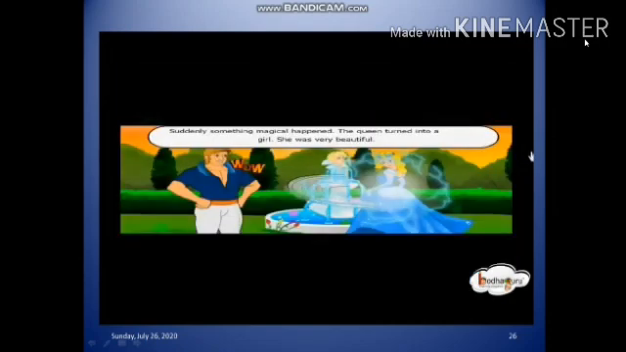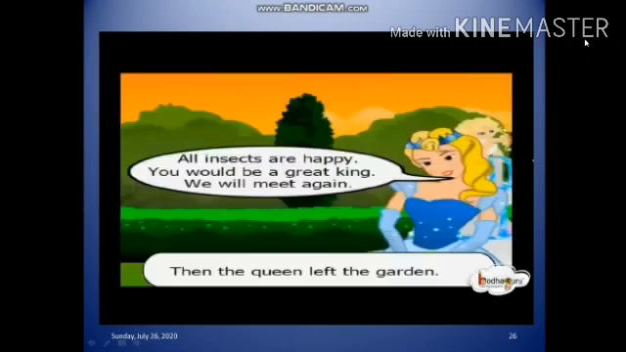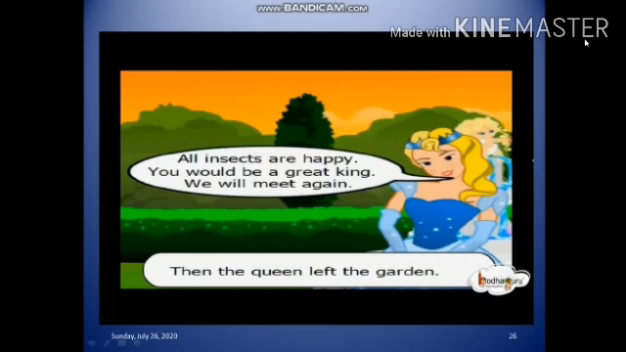Suddenly, something magical happened. The queen turned into a girl. She was very beautiful. The queen said, "All insects are happy. You would be a great king. We will meet again." The queen left the garden.